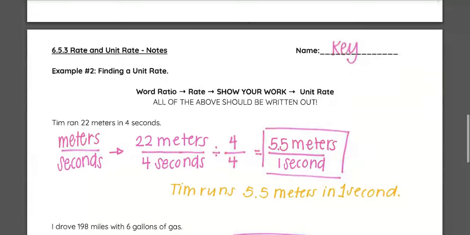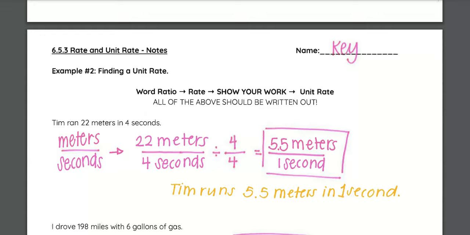Now we have a situation where it says, I drove 198 miles with 6 gallons of gas. This situation down here. I drove 198 miles with 6 gallons of gas. Could you pause the video and write me a word ratio? What are the things that I am comparing here? Awesome. So I am writing miles to gallons. My word ratio is simply that, miles to gallons.